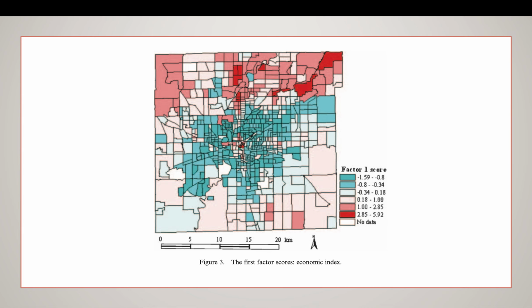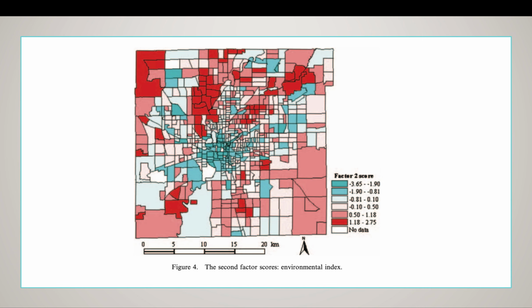In this first figure, we can see that the first factor that we picked here was the economic index, and you can see that most of the green area is located near downtown, which makes sense, since most of the wealth is concentrated around downtown, around the city of Minneapolis. And the negative correlation for the economic index is the outskirts, the neighborhoods with less money or a lower economic index.